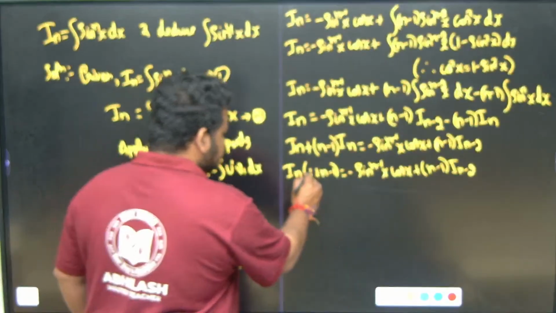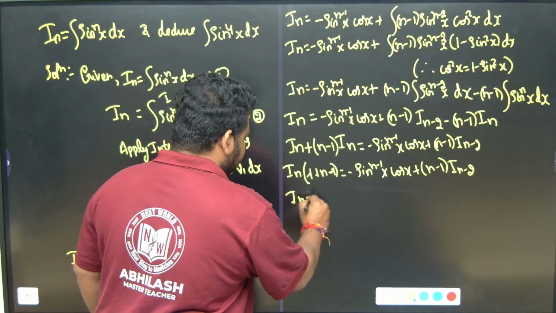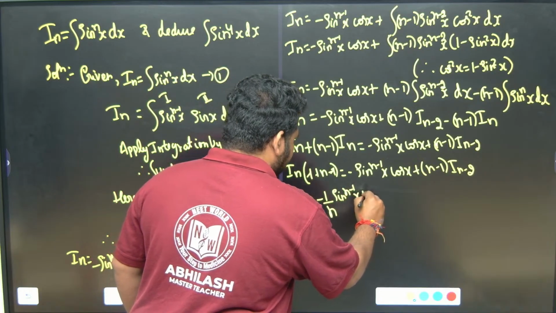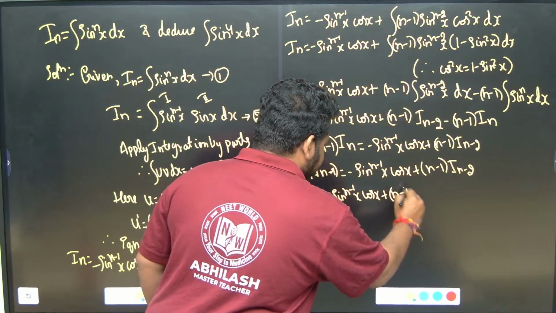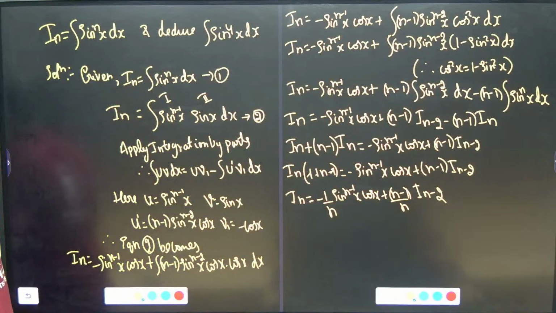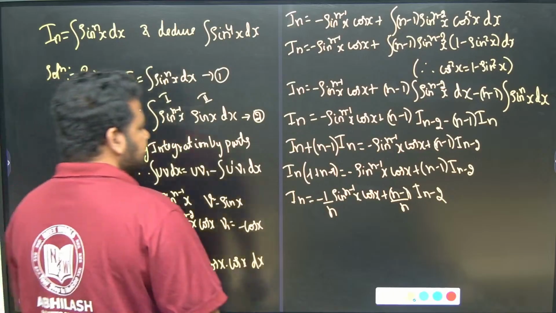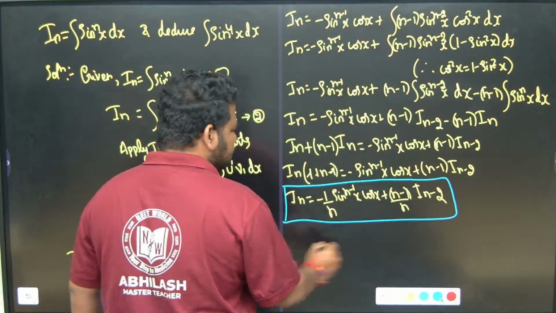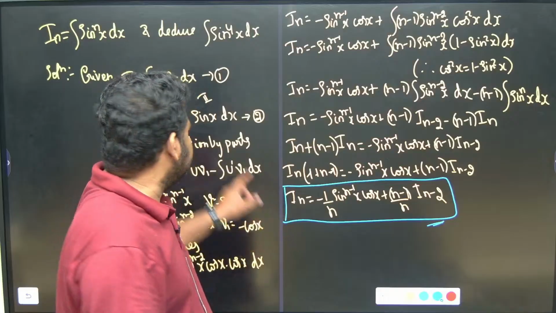The 1 minus 1 will cancel, and I will have only n. So I_n will be equal to minus 1 by n sin^(n-1) x cos x plus (n-1) by n into I_(n-2). This is what we will have for sin^n x. Got it, friends? This is the reduction formula: minus 1 by n sin^(n-1) x cos x plus (n-1) by n I_(n-2).